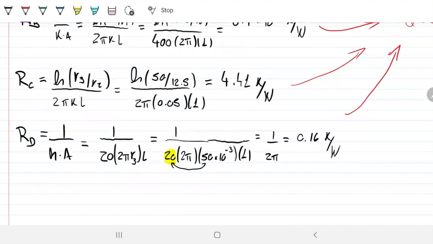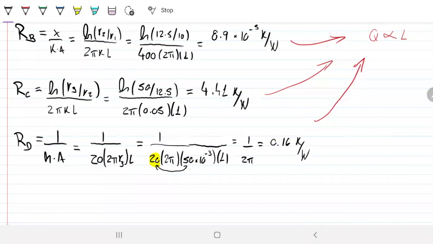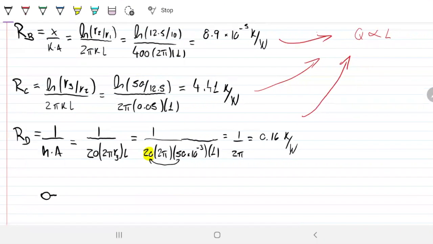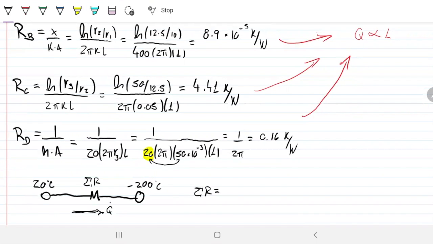Okay, so now we have all the resistances. We can do that equivalent system, and our equivalent system is going to look something like this. We're going to have 20 on one side and minus 200 on the other side, and only one single resistance, which is going to be the sum of all of them, with a Q going through it. If we sum them up, it's pretty much only accounting for the insulator and then a little gain from the convective. Where's my math? Okay, so that is 4.7, right? 4.7, that's the sum of all of them.